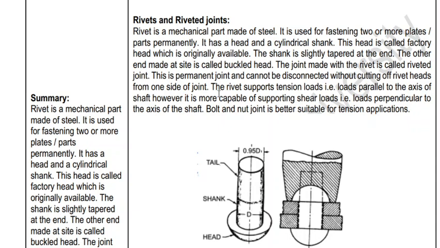Now the rivet supports tension loads, that is, loads parallel to the axis of the shaft. However, it is more capable of supporting shear loads. A bolt and nut joint is better suited for tension applications. So whenever tension is there, you can go for bolt and nut joints. And if it is a condition in which shear stress will be generated, in that case you can go for riveting.